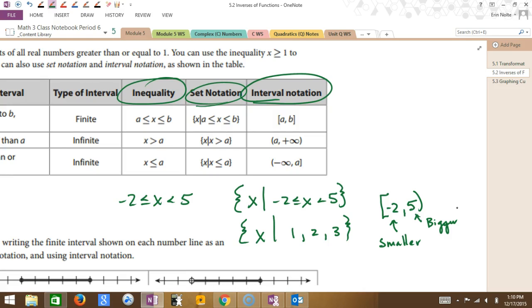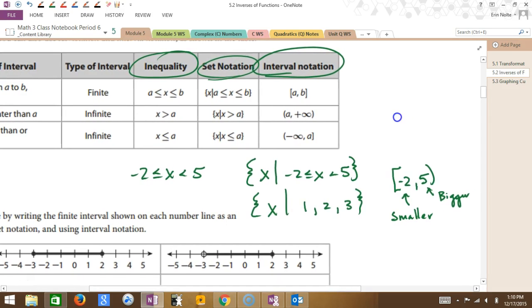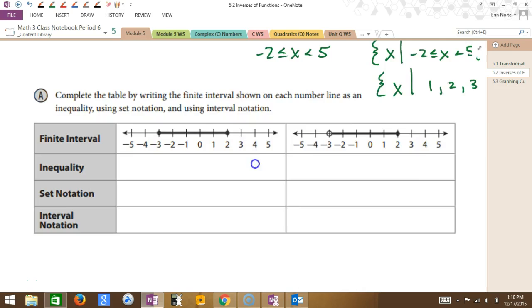There's not a number that's between 5 and -2. That makes no sense, right? That makes sense so far? Good? Okay, let's just do a quick exam, make sure we got it.